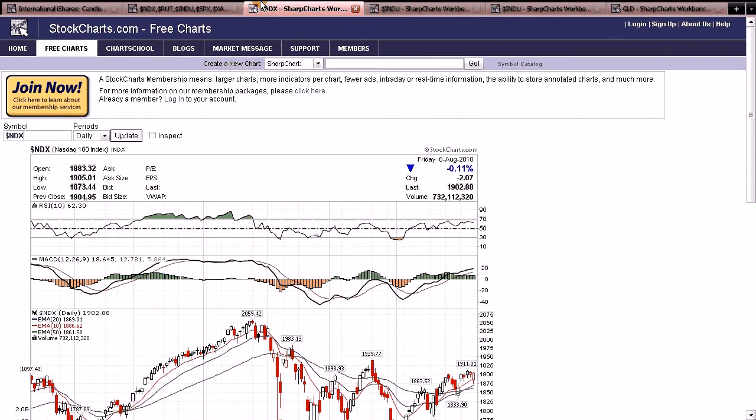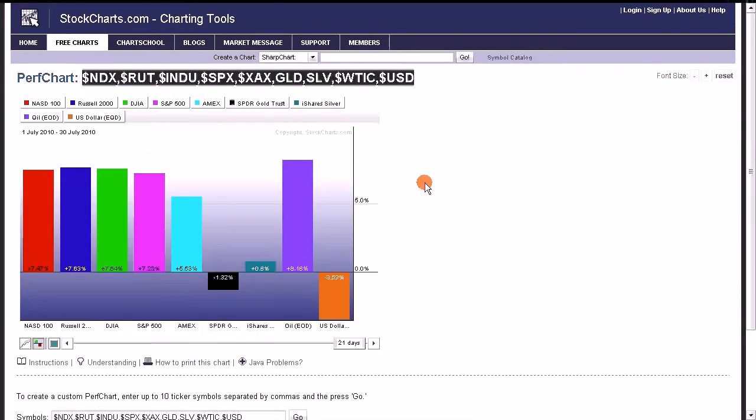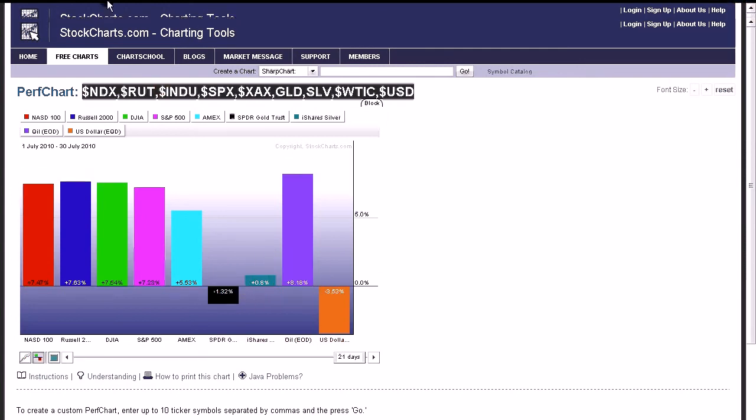Alright, so we're going to take it a little bit differently this week. I just wanted to show what the month of July did, and I mentioned previously various times I thought that July would not be a negative month. At worst, it would be a so-so month, and it actually turned out to be a very nice month. As you can see, the NASDAQ, the Russell, the Dow, the S&P, and even the American exchange have done very well. And the best performer for the month of July was oil. The worst performer was the US dollar, and gold and silver actually didn't do that well.